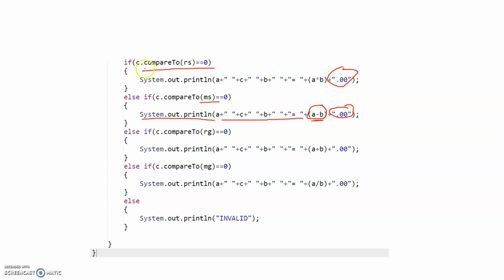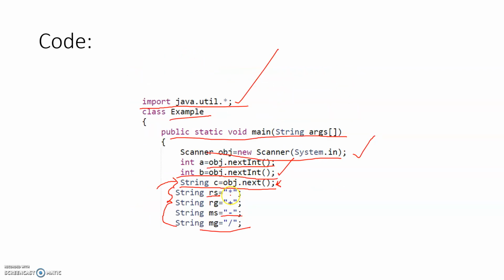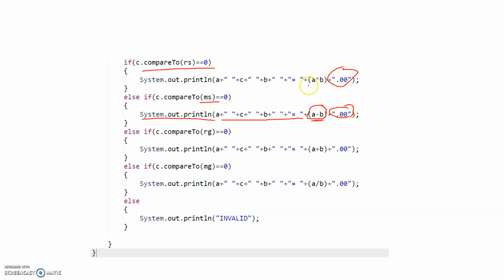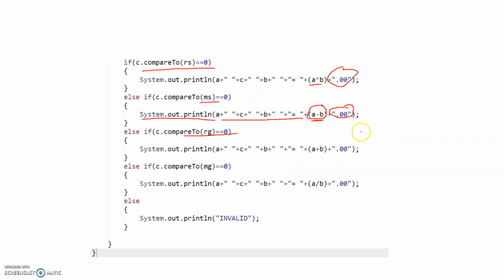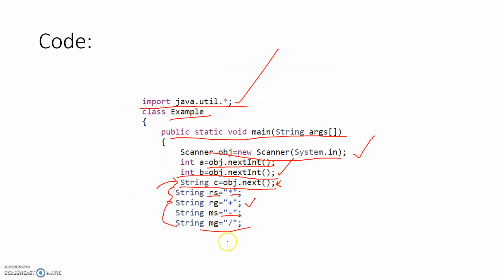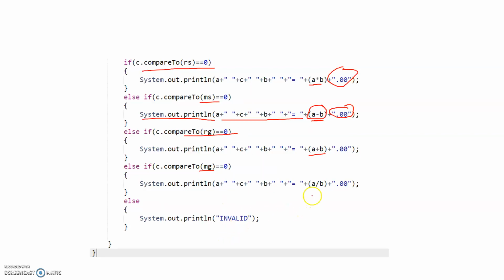So see, rs c dot compare rs equal to 0. See, the rs variable is what? Multiplication, so that is to multiply a into b. Then ms is for, as I told you, subtraction, so a minus b. Then rg is what? Rg is addition, so we have to add a plus b. Then mg is what? Mg is division, so a by b.